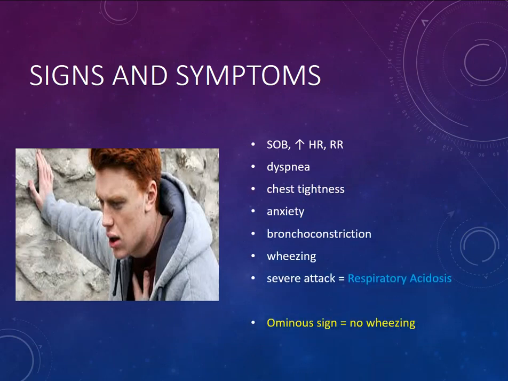Common signs and symptoms would include shortness of breath, dyspnea, chest tightness, not being able to fully inhale air, increased respirations, increased heart rate, bronchoconstriction, wheezing, coughing, and even anxiety. We talked about ABGs last week. Initially, the ABG would represent respiratory alkalosis with a decreased oxygen saturation. But as the attack progresses in severity, the ABG will shift to a respiratory acidosis. And down there, highlighted in the yellow, lack of wheezing may mean worsening of the attack, and we consider this an ominous sign. So if you don't hear anything, that's definitely not good.